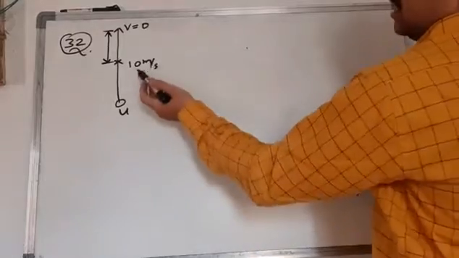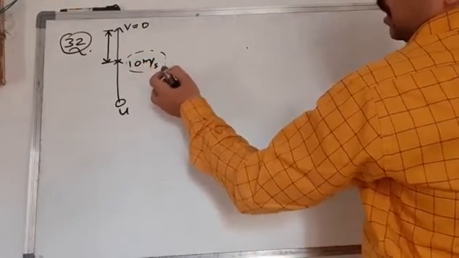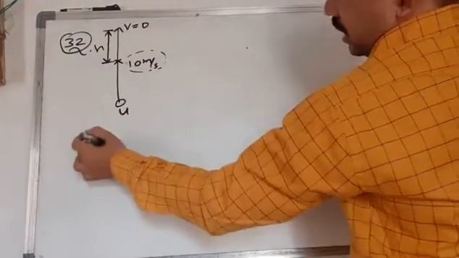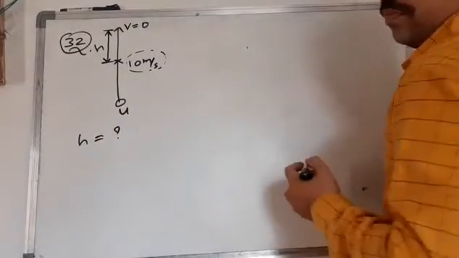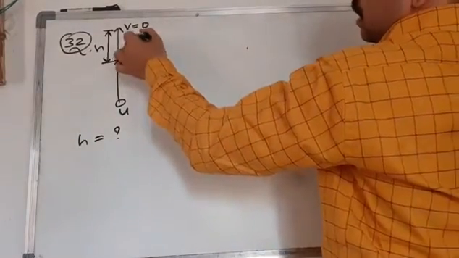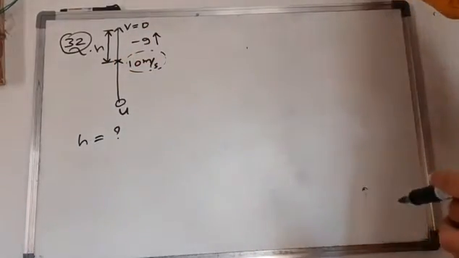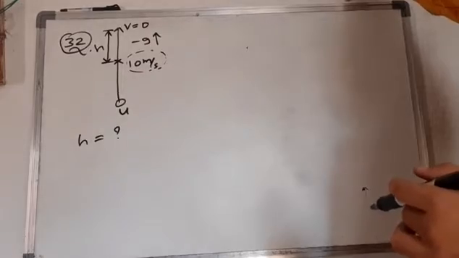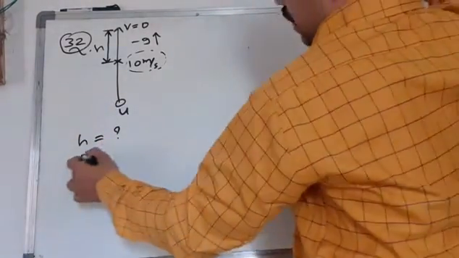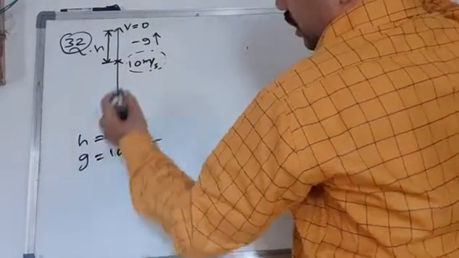How much height it has raised after its velocity becomes 10 meters per second. So here this h value is asked. h is equal to how much? And g value you can take as minus g because it is going up, so it will be negative. Okay? So we can take g value as 10 meter per second square. And we have to find h.